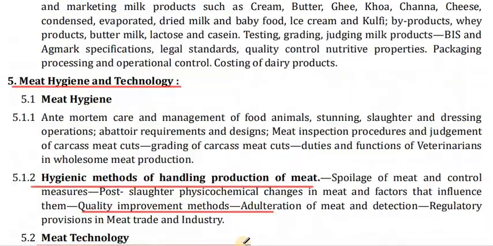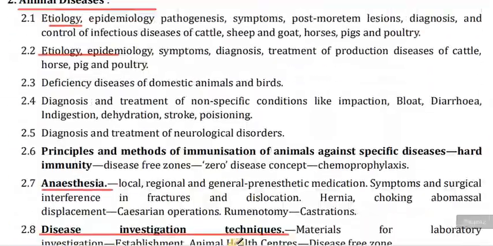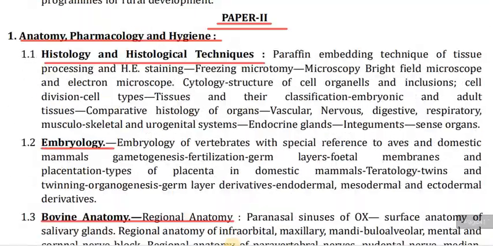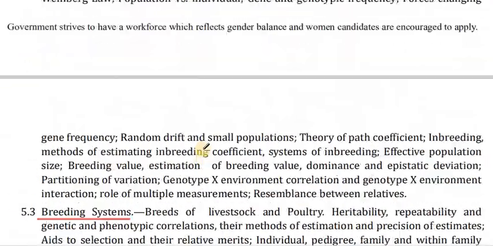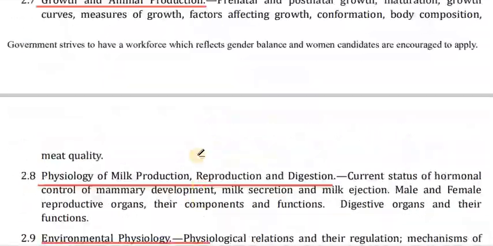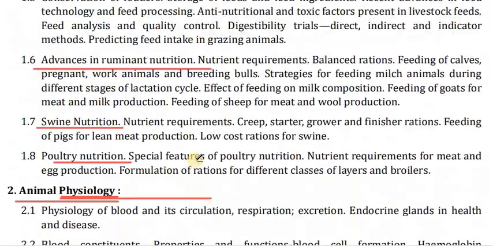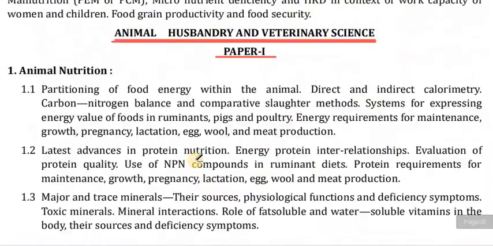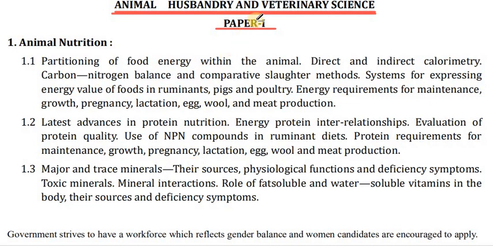So these are the important topics related to the animal husbandry of paper 2, as well as I summarized in front of you paper 1 of this optional paper of animal husbandry and veterinary science. So this is a short and sweet summary in front of you. I provide in this video animal husbandry and veterinary science optional papers, syllabus of paper 1 and paper 2.